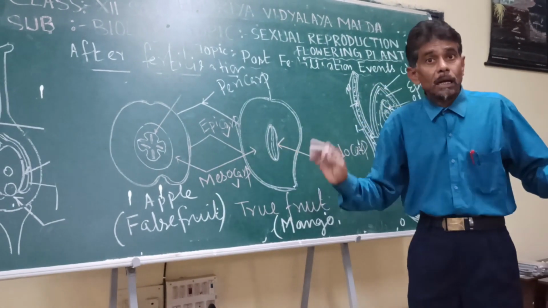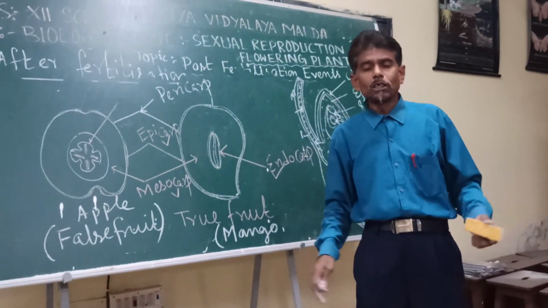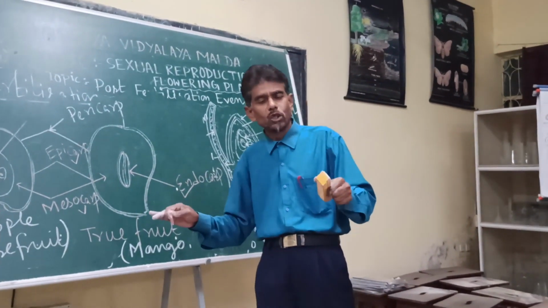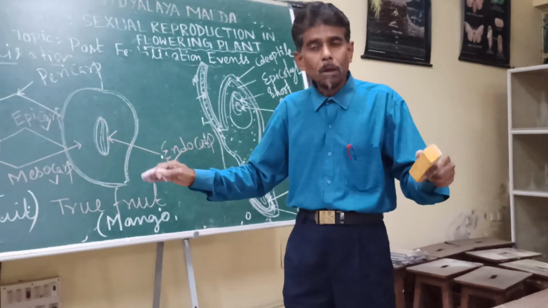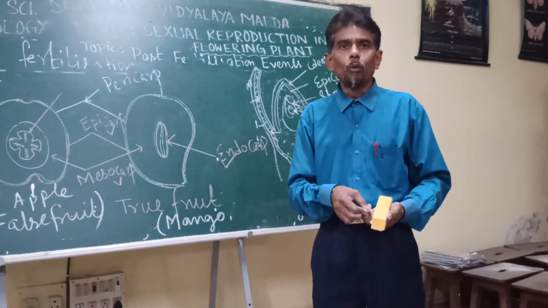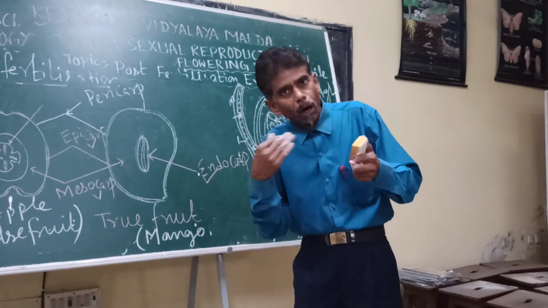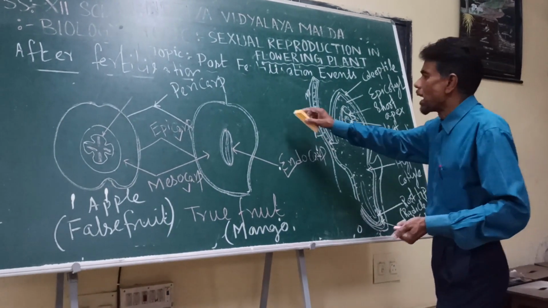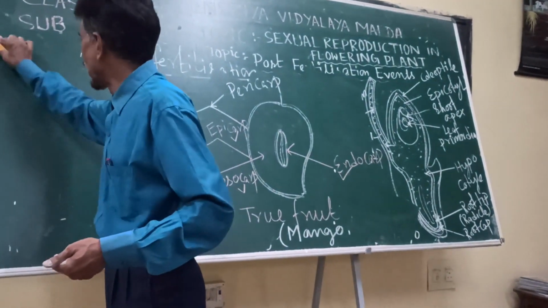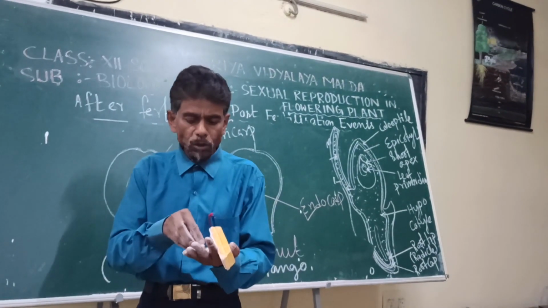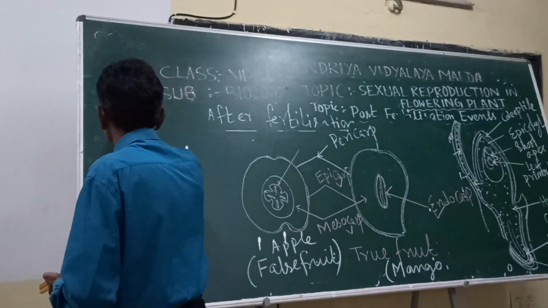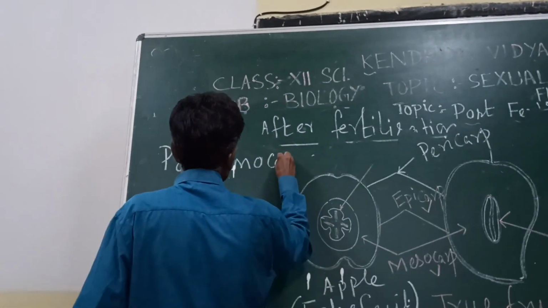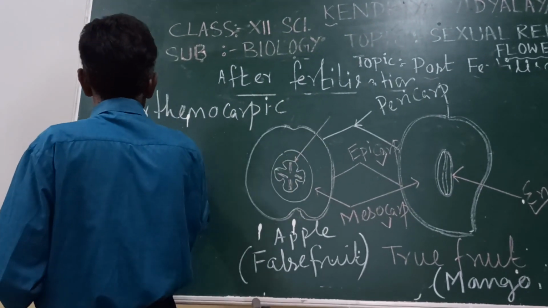Endocarp covering the seed. This is the seed, apple seed. Is it very clear? Now, in most of the cases or almost all the cases, the fruit is formed after fertilization where the ovary changes into fruit. But there are cases where ovary without fertilization changes into fruit. That type of fruit we call parthenocarpic fruit. What is the term I have used? Parthenocarpic fruit.